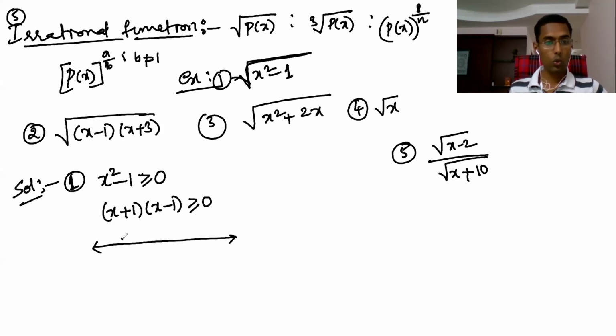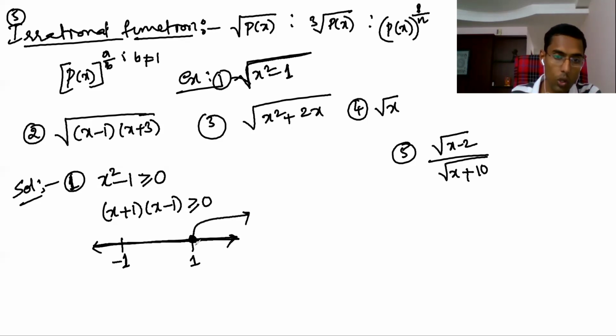First you should write the roots. If you substitute minus 1, you get 0. If you substitute plus 1, you also get 0. So now we take x values on this number line, where this inequality is satisfied. At 1 it is satisfied, yes.